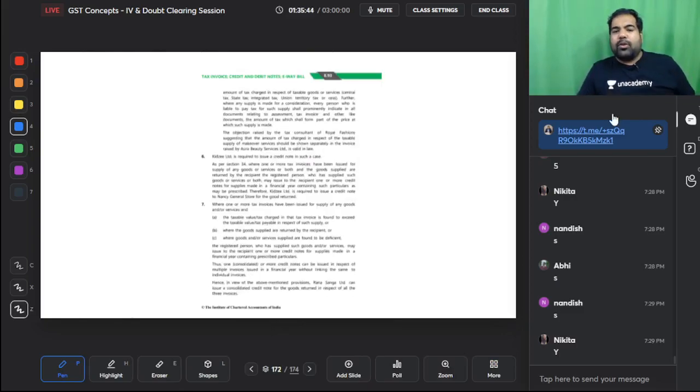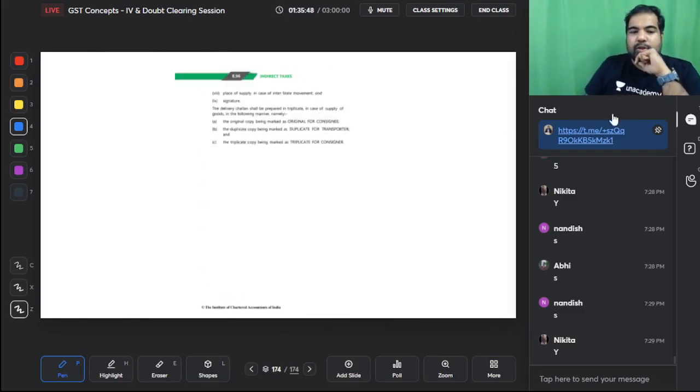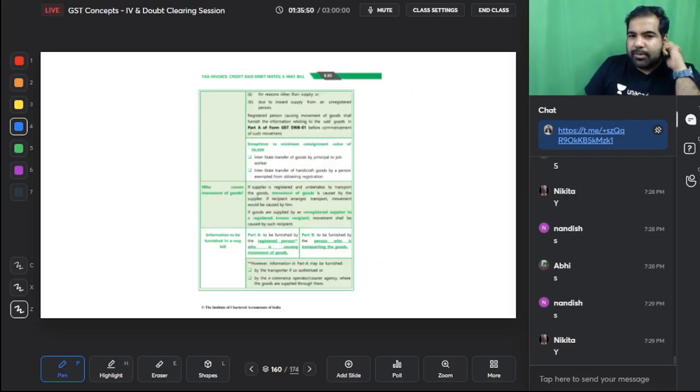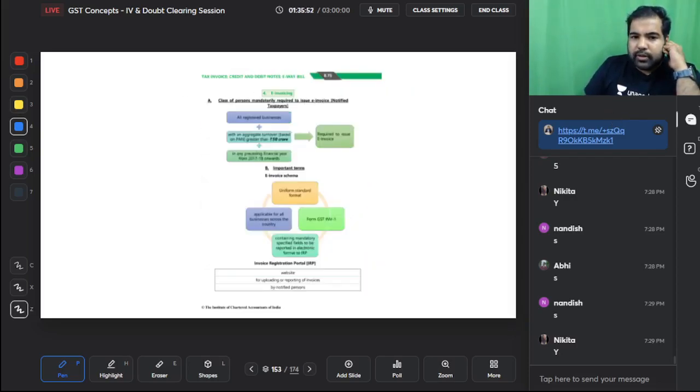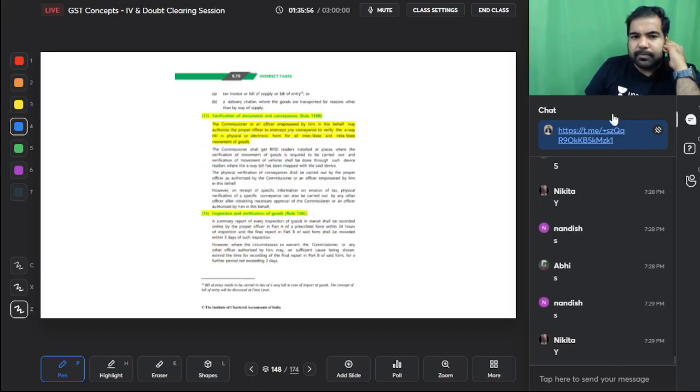Guys, just make a note in your notes or wherever you can that for tax invoice, you also have to go through the illustrations. There are some illustrations in the book. If we can go through them right now only, we'll go through them. Just 1 second.